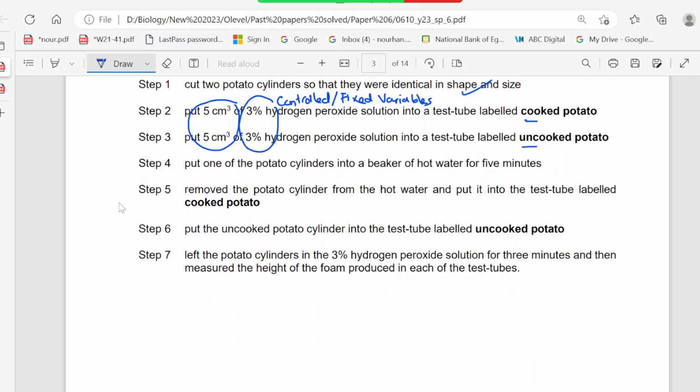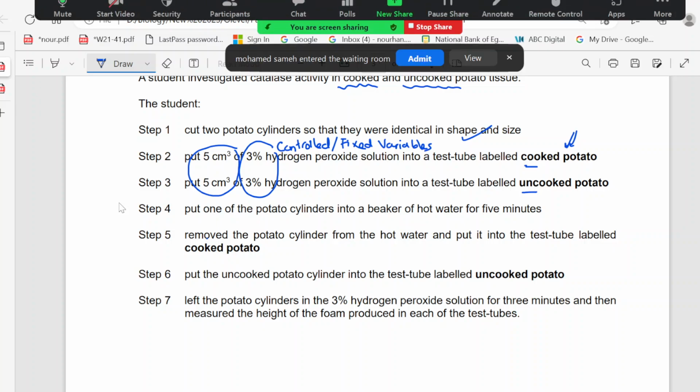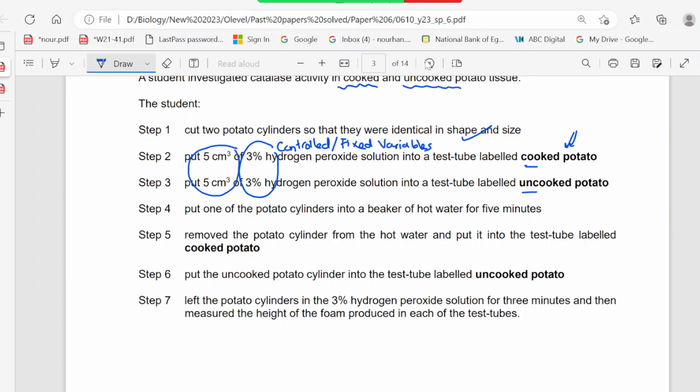Put one of the potato cylinders into a beaker of hot water for 5 minutes. You have one cooked potato. How are you going to do the cooking? You will put one of the cylinders in hot water for 5 minutes. Remove the potato cylinder from hot water and put it in a test tube labeled cooked potato. Put the uncooked potato in a test tube labeled uncooked.